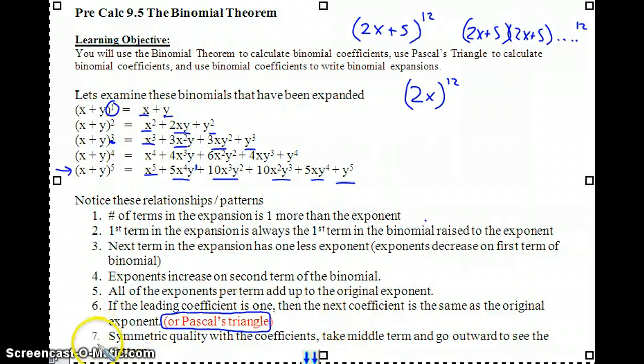But those are basically the 7 different rules, and number 7 again is dealing with the coefficients. So again, we'll get to that as we progress through. Those are basically the 7 different rules to expanding the binomial. It looks really complicated, but once you've established the pattern, it's pretty easy to expand these binomials.